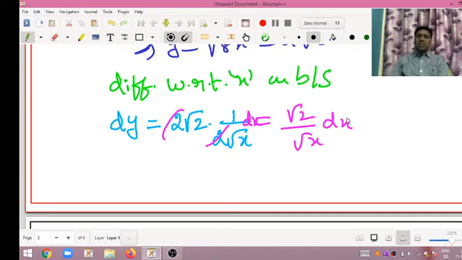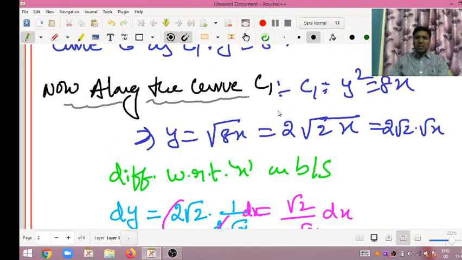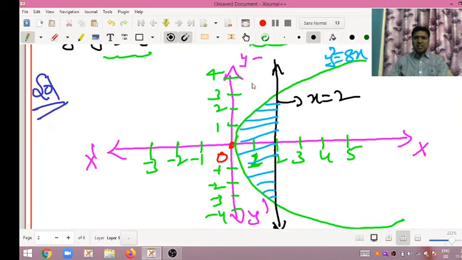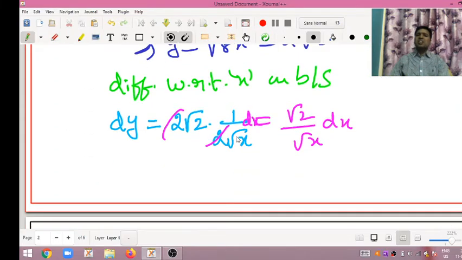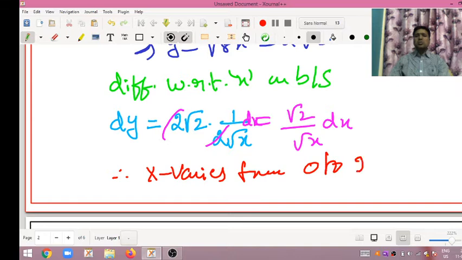Okay. Now here, along the curve y square is equal to 8x, which variable is varying? This variable x is varying. So that means x is varying from 0 to 2 along the curve y square is equal to 8x. Therefore x varies from 0 to 2, my dear friends.